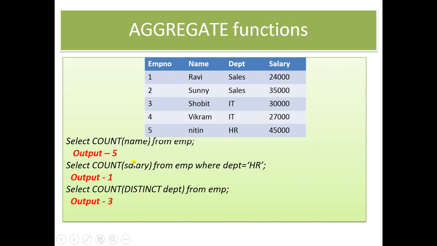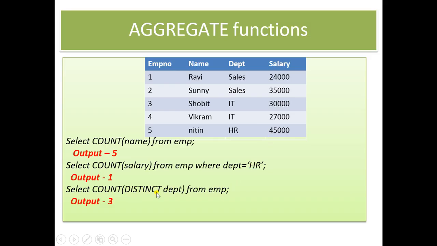Now next is the count. Count will calculate the total number of elements. For example, here the count is applied on name: select count name from EMP. The total is 5, so it will give you the result 5. And when you apply a condition here, it will give you the result accordingly.